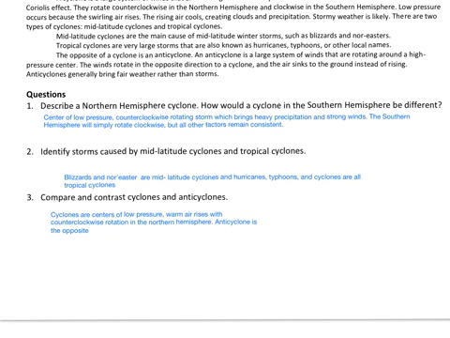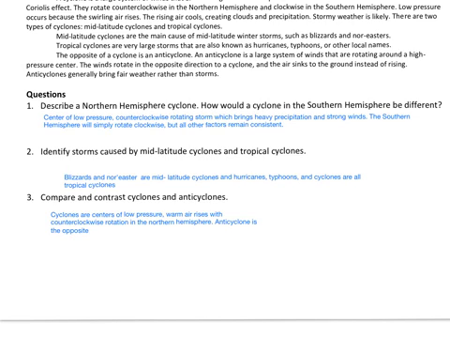Too easy. Number 2, identify storms caused by mid-latitude cyclones and tropical cyclones. So that you guys can look right back into your notes. Mid-latitude cyclones are going to be your blizzards and your nor'easters. So that's a little more common for us in New York. However, tropical cyclones would be your hurricane, your typhoon, and cyclone if we're in the Indian Ocean.